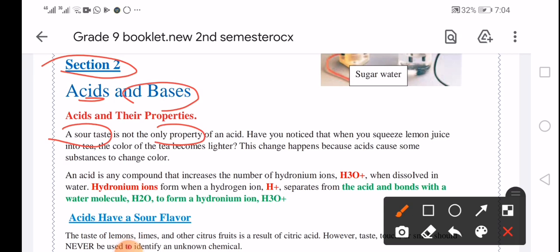Have you noticed that when you squeeze lemon juice into the tea, the color of the tea becomes lighter? This change happens because acids cause some substances to change color. So acids like lemon have another property: they change the color of the tea, and the color of the tea becomes light.